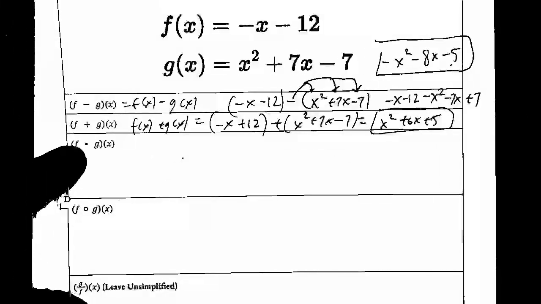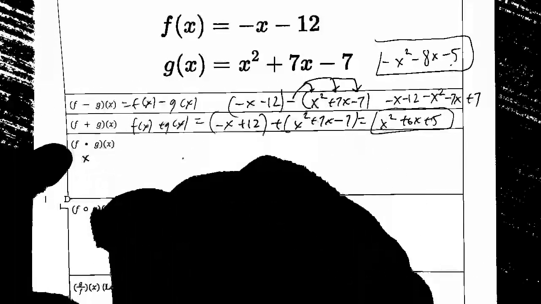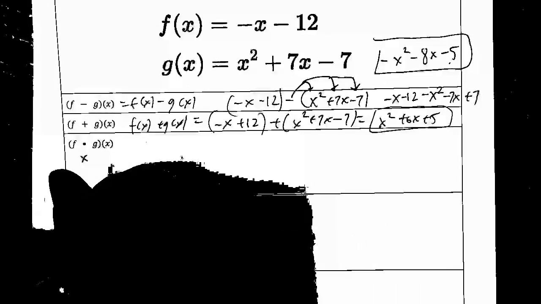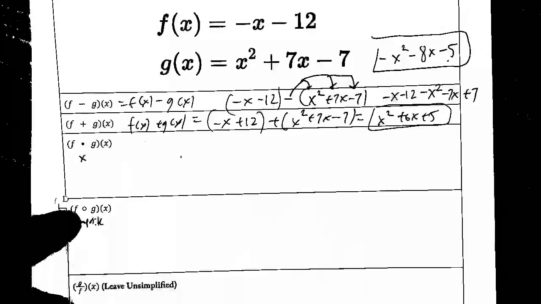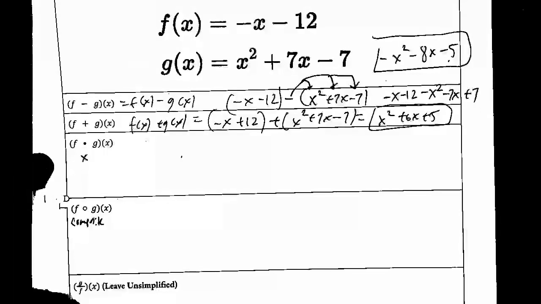Okay. For this one, I put this on purpose. This one here is multiplication, right? That's multiplication. This is not multiplication, this is composite. So you got to make sure you know the difference between the open and the closed.